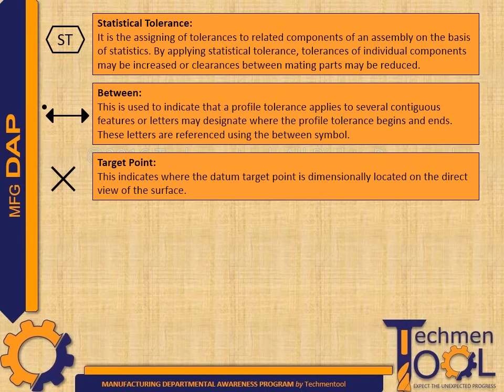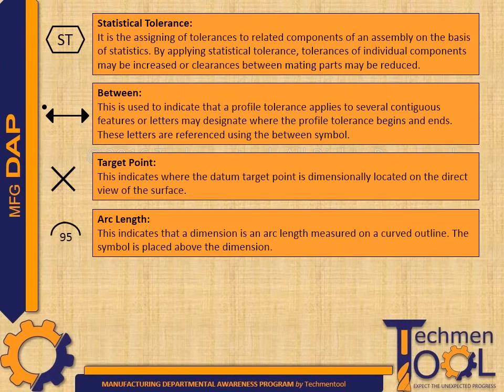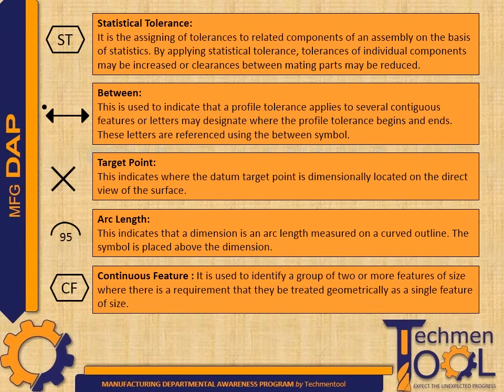Target point. This indicates where datum target point is dimensionally located on the direct view of the surface. Arc length. This indicates that a dimension is an arc length measured on curved outline. The symbol is placed above the dimension. Continuous feature. It is used to identify a group of two or more features of size where there is a requirement that they may be treated geometrically as a single feature of size.